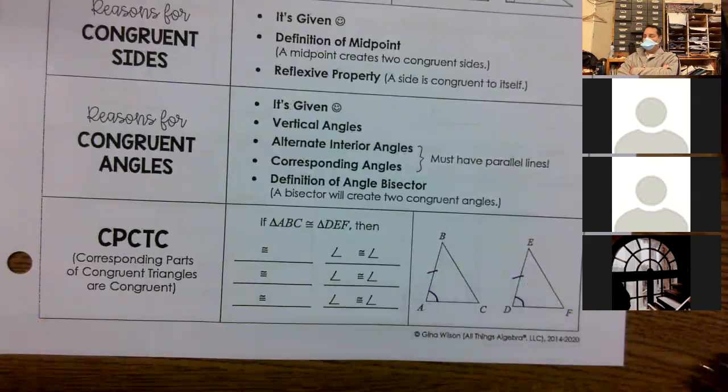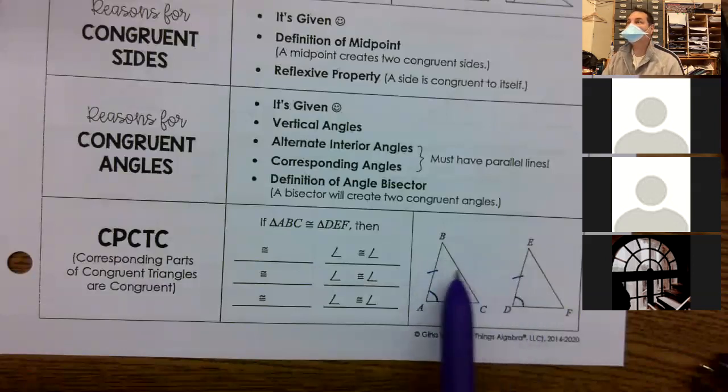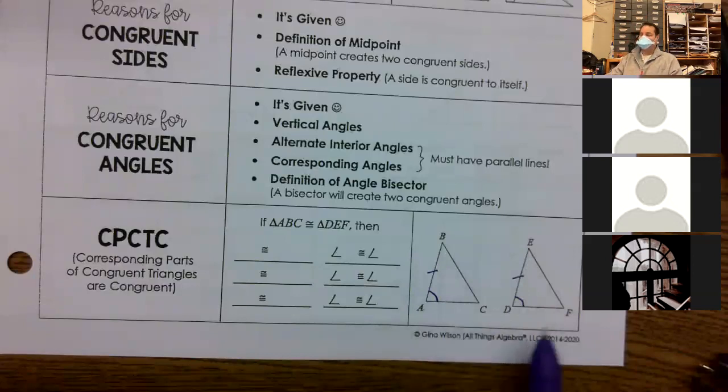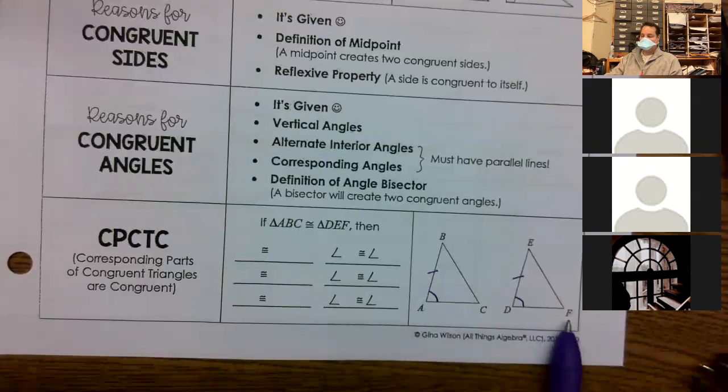Let's do it this way. What if I had to use angle side angle? What's the third piece of information I would need? I'd need B and E, right? Because then I'd have angle side angle, angle side angle. What if I had to use angle angle side? C and F would have to be congruent, right? What if I had to use side angle side? AC and DF, good.